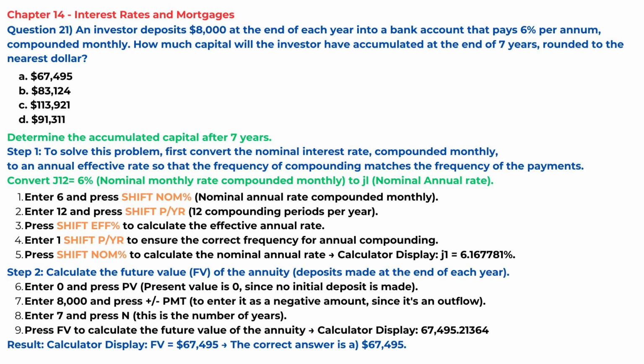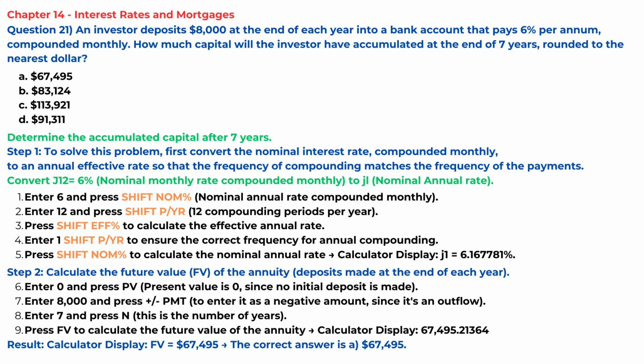Question 21. An investor deposits $8,000 at the end of each year into a bank account that pays 6% per annum, compounded monthly. How much capital will the investor have accumulated at the end of 7 years, rounded to the nearest dollar? To solve this problem, first convert the nominal interest rate, compounded monthly, to an annual effective rate so that the frequency of compounding matches the frequency of the payments. Since there is no payment being made today, there is no present value in this calculation. Then, enter the payments of $8,000 and compute the future value that would be available at the end of 7 years.